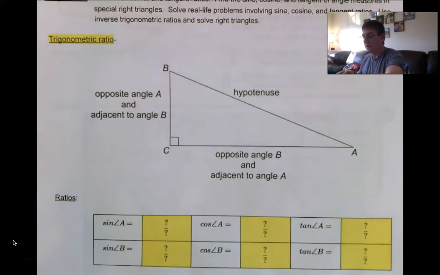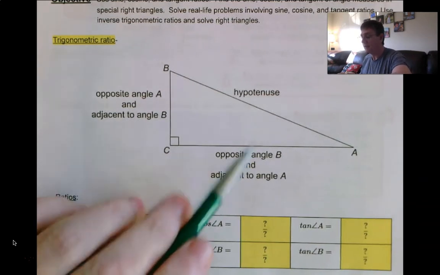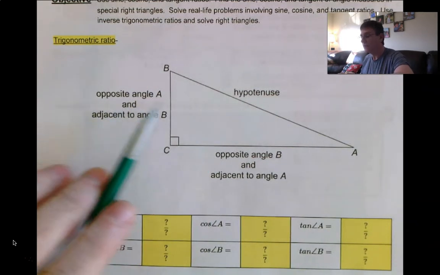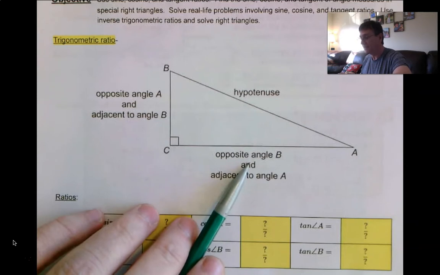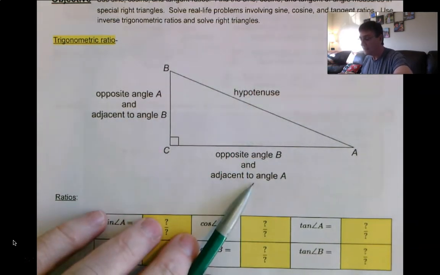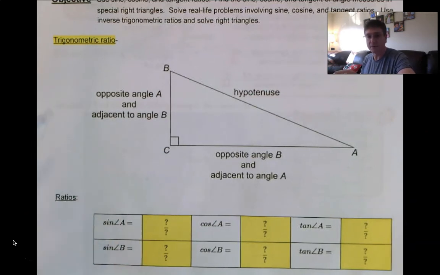So, like I said, there are only so many different possible combinations. There are only 6 of them, right? We can do opposite angle A over hypotenuse. We can do opposite angle B over hypotenuse, adjacent to angle A over hypotenuse, adjacent to angle A over adjacent to angle B. So different things, right? But there's only 6 possibilities.